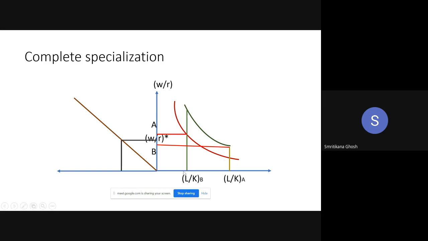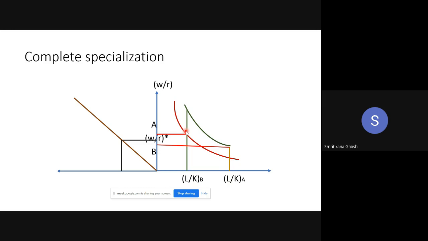Here, as I said when I asked you to draw the earlier diagram, I said repeatedly that L by K of A and L by K of B should be drawn very close to each other. Here, they are very much deviated. The variation is very high. Look at the gap. It's significantly different. And that is why the overlapping zone is not here. This is the W by R range for country A, and this is the W by R range for country B. There is no overlapping zone.